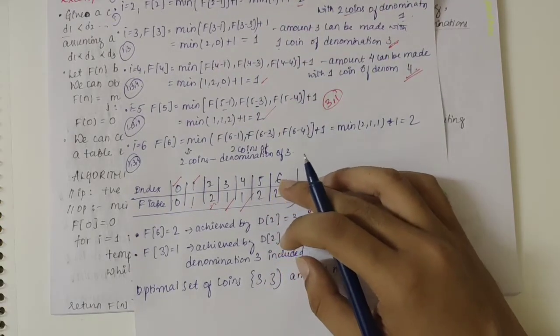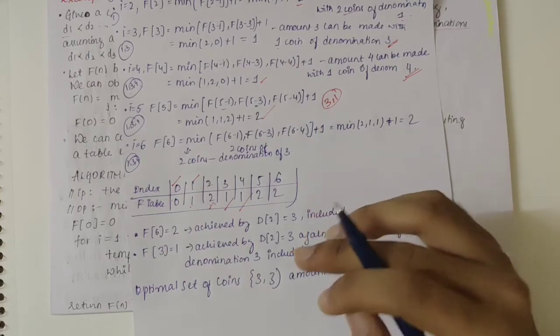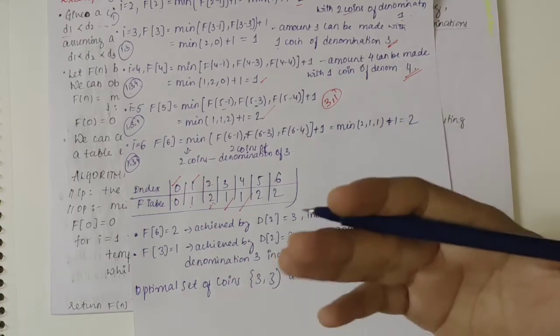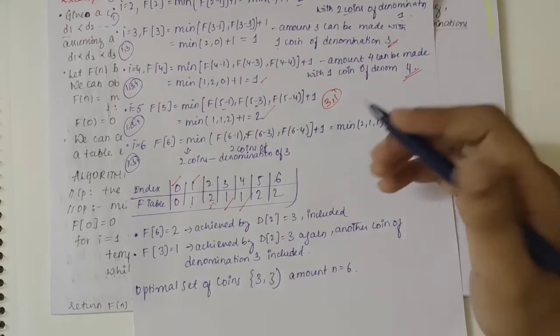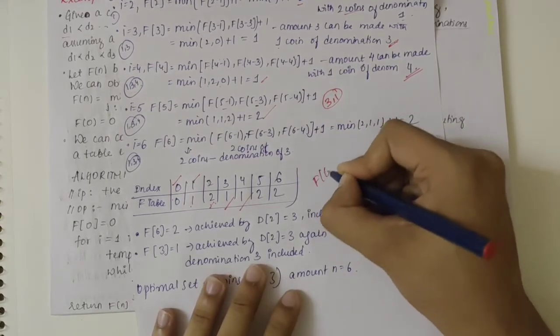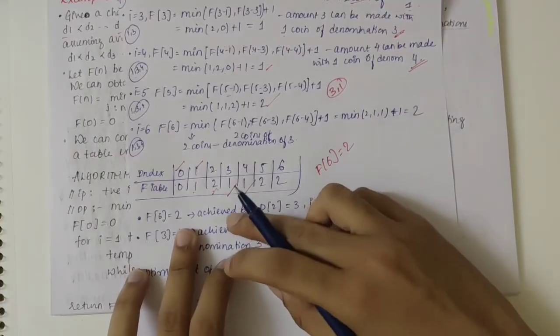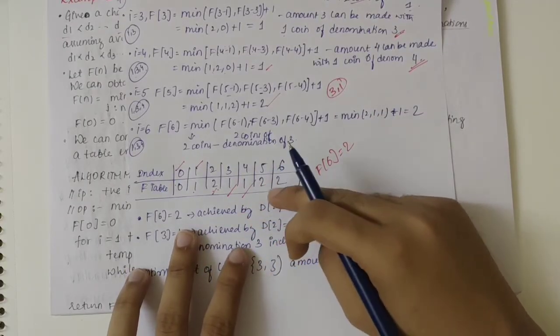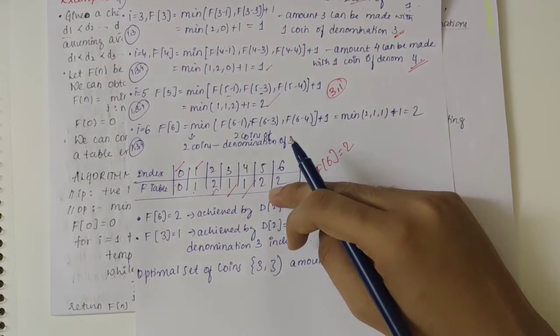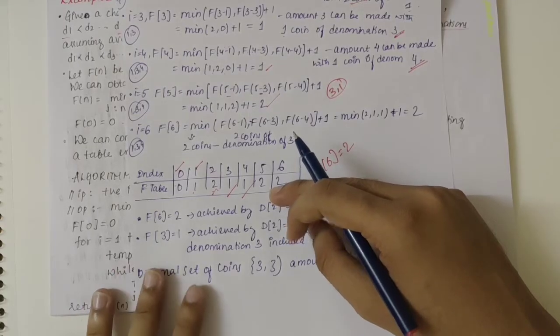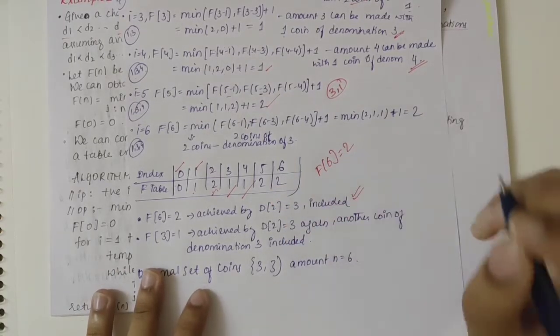Once I've filled the values in the F table, I have to determine which coins form the optimal set, right? So for this we have to backtrack from f of 6. So here f of 6 is 2. So I write f of 6 is 2. This was achieved by using d of 2. Denomination d of 2 is equal to 3. So a coin of denomination 3 is included. So I can include 3.